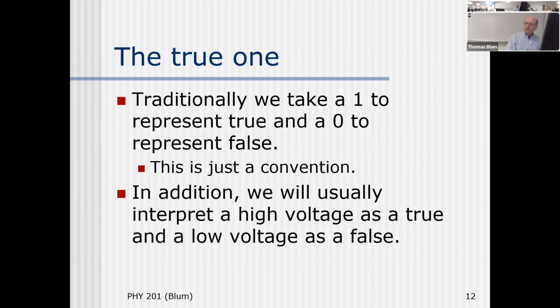Okay. So we're going to take ones to be true, to be high. We don't have to do that, but we will. And we have to take some physical quantity. Typically for us, it will be voltage.